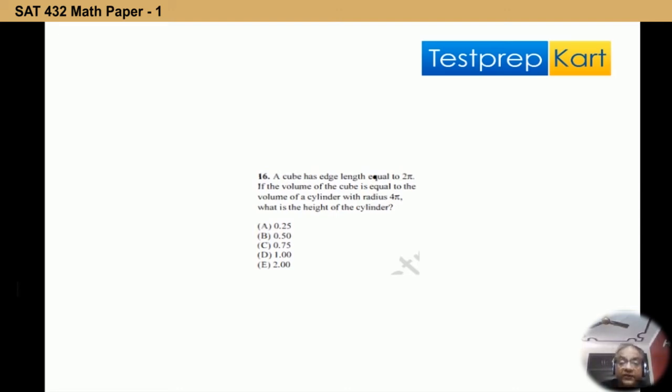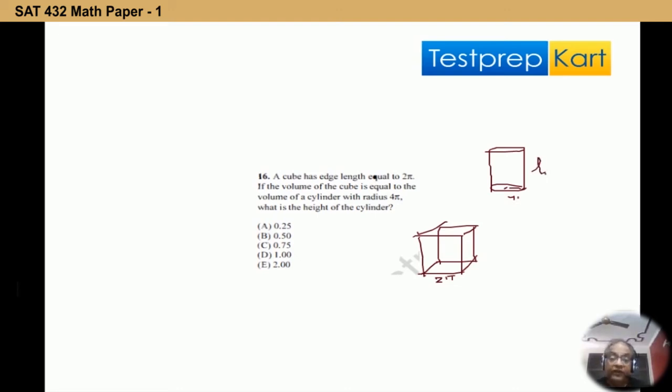A cube has a length equal to 2 pi. So let's consider a cube with length given as 2 pi. If the volume of the cube is equal to the volume of a cylinder with radius 4 pi, now you have another volume of a cylinder with the radius 4 pi. So radius here is 4 pi. What is the height of the cylinder? So you have to find the height.